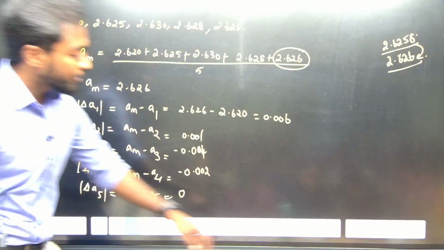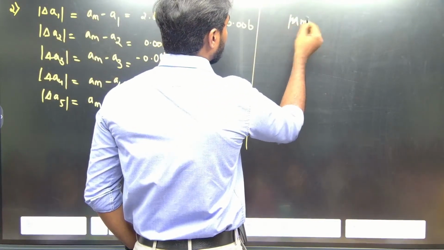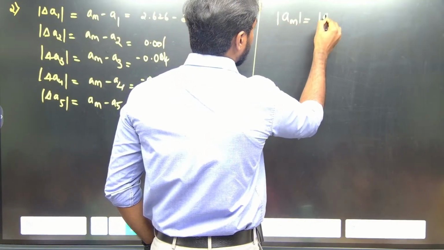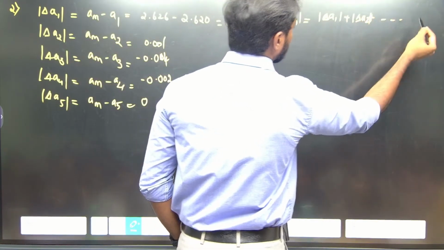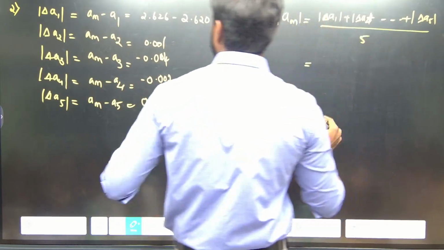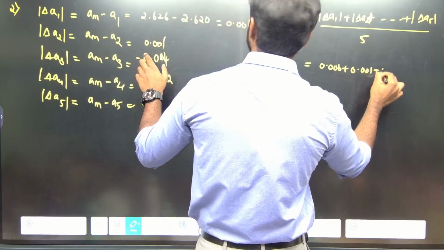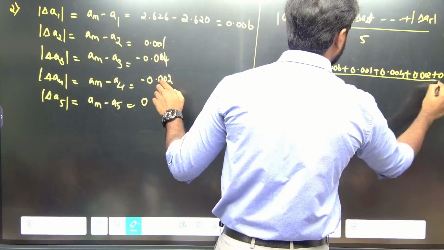Now what is the next step I need to do? Mean absolute, I need to get it. So what should I do first? Delta A mean will be equal to delta A1 plus delta A2 up to delta A5 divided by 5. So I should add everything, no? 0.006 plus 0.001 plus 0.004 plus 0.002 plus 0, divided by 5.